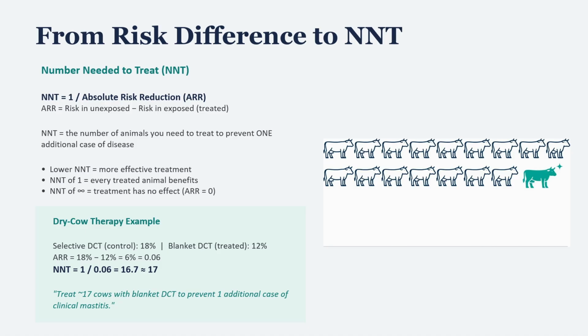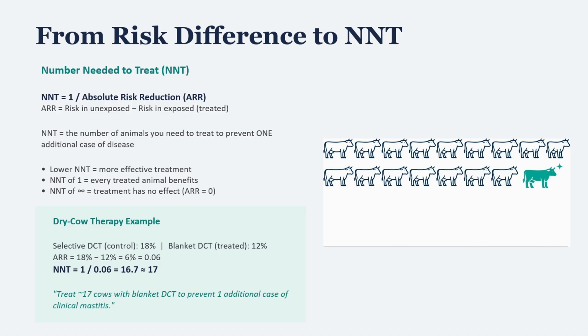The producer can look at the cost of treating 17 extra cows with blanket therapy, antibiotic cost, labor, withdrawal time implications, and compare it directly to the cost of one mastitis case, treatment, milk loss, labor, potential culling. That's a real economic decision with real numbers. The NNT is what makes it possible.